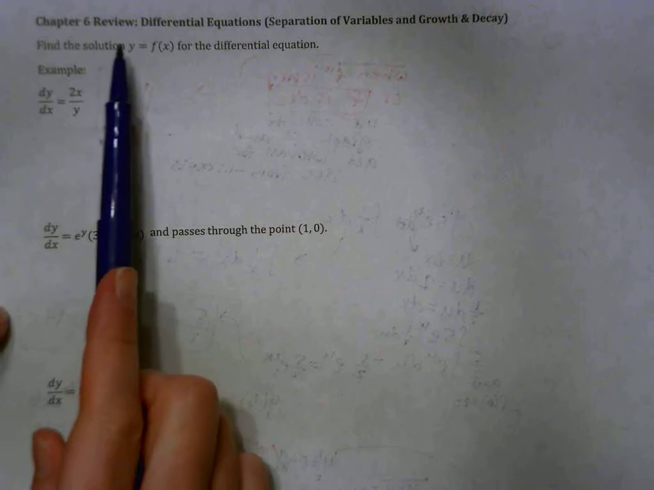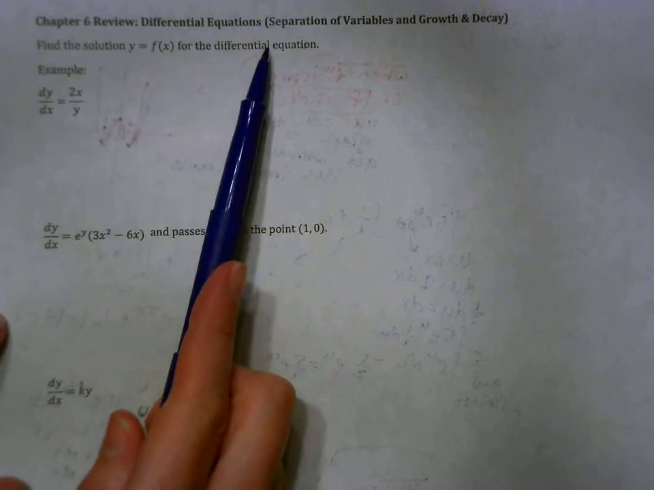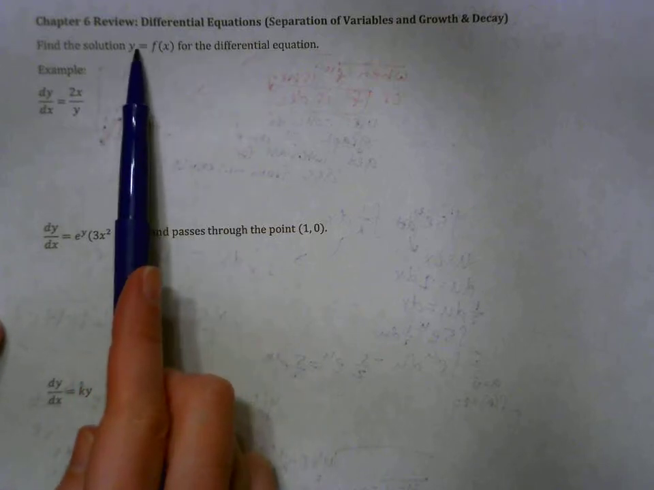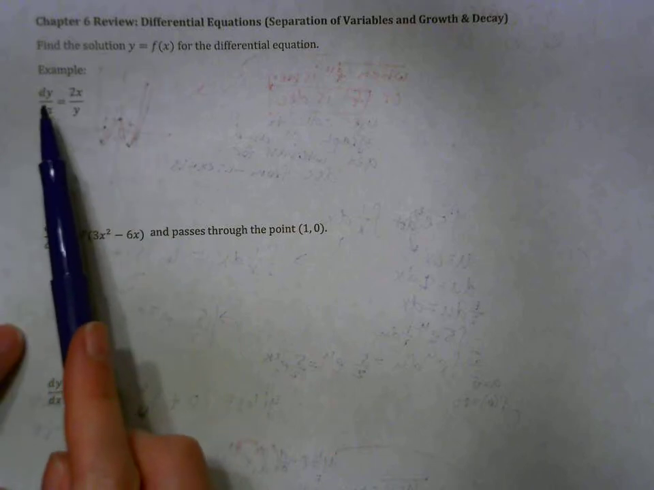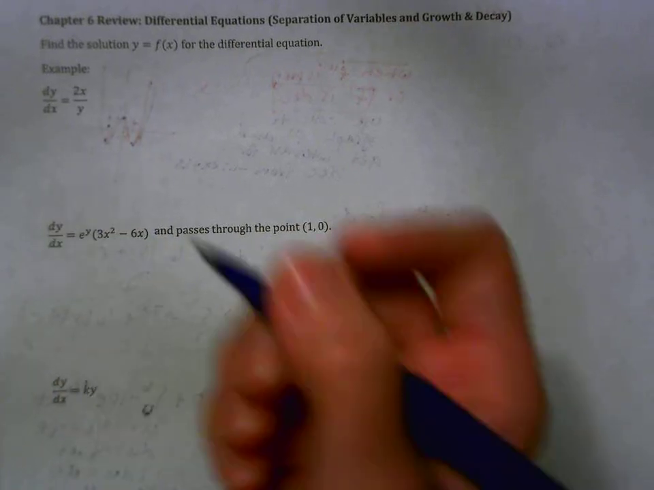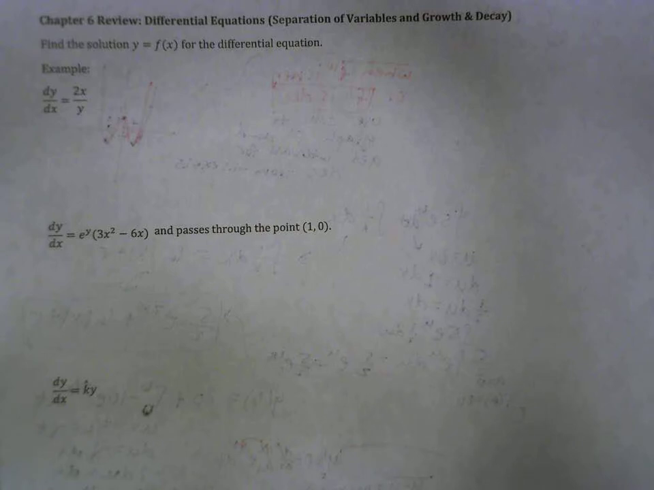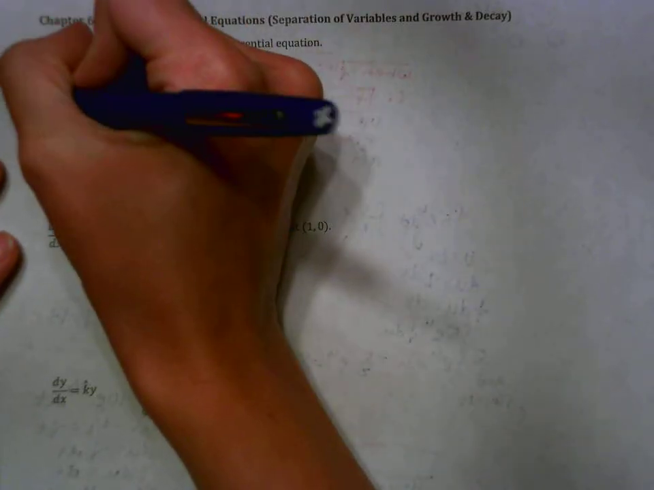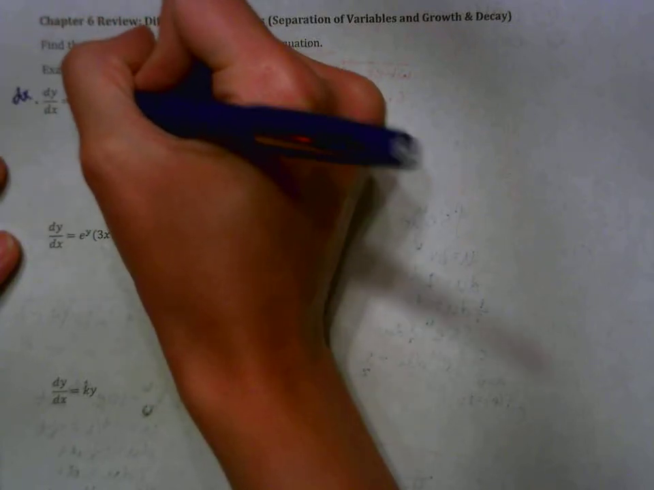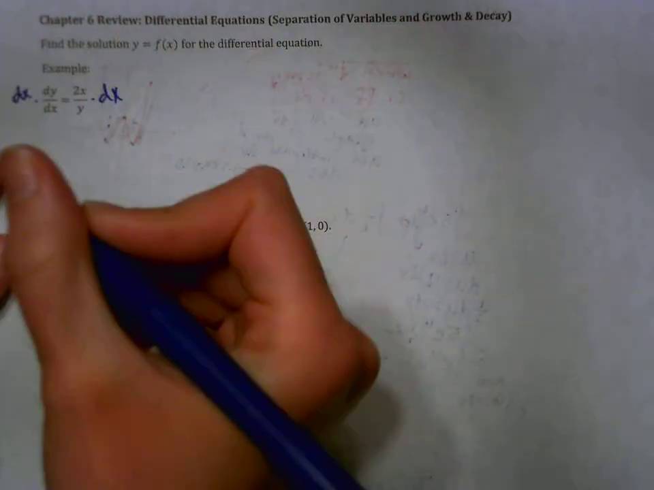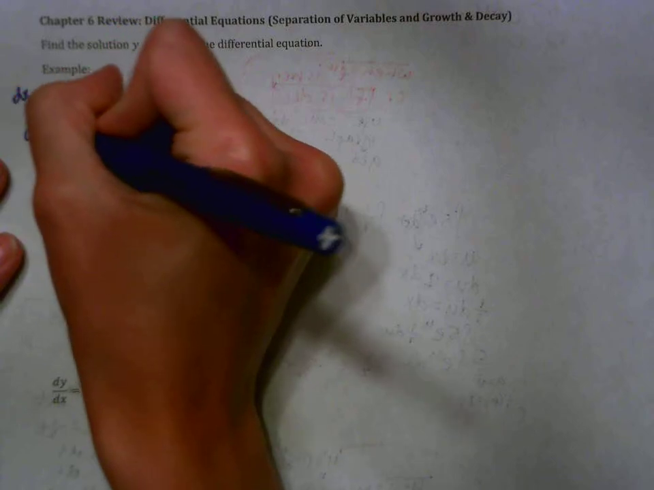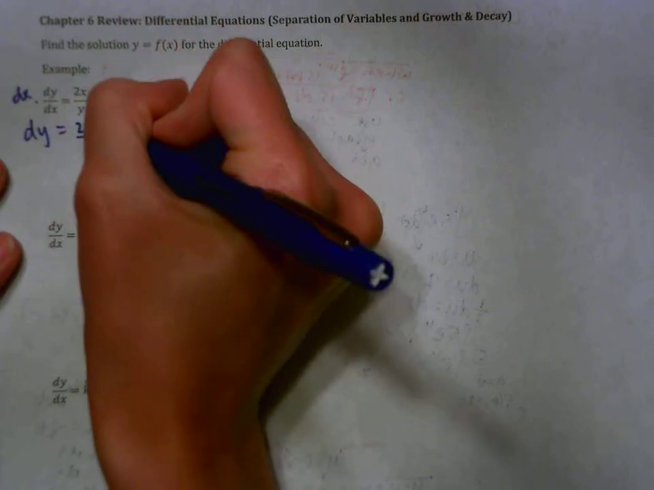So it says find the solution y equals f of x for the differential equation. That just means find the original given the derivative, right? So how do we start these off is you first collect your x's on the right side and your y's on the left side. So your first step should always be multiply by dx to move it over. So then we have dy equals 2x over y dx.